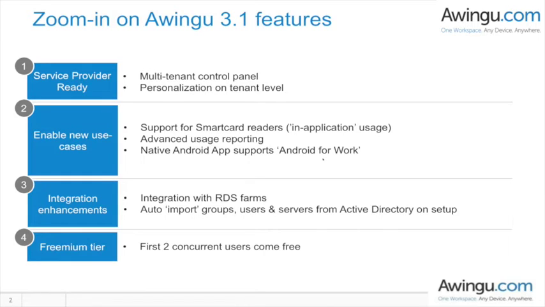And finally, with Awingu 3.1, we introduce as well a freemium tier. What this is, is that every download of Awingu now comes with 2 concurrent users built in. The purpose of these 2 concurrent users is really to facilitate and optimize the install process and add as little blocking factors as possible and make sure that you can install Awingu in one single go and get up and running and start testing.